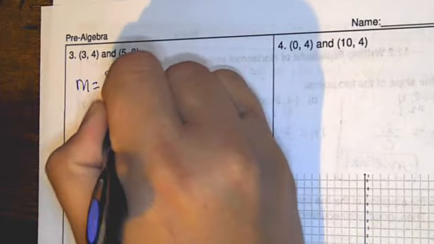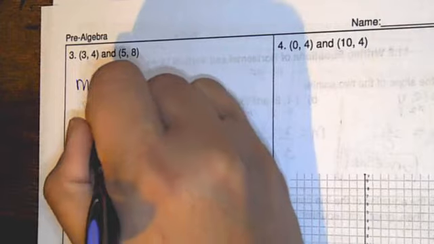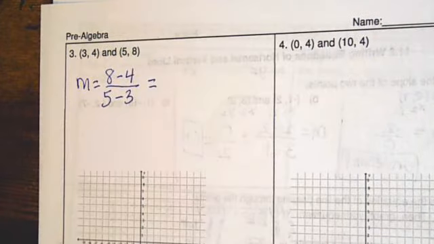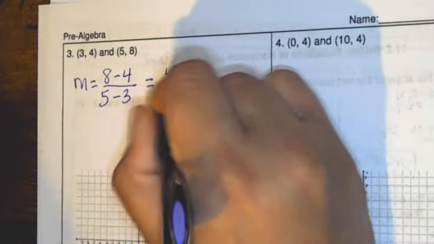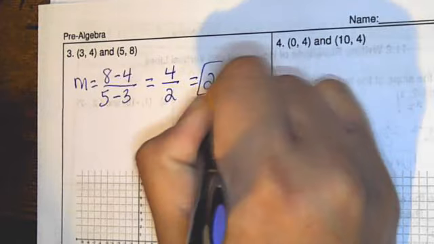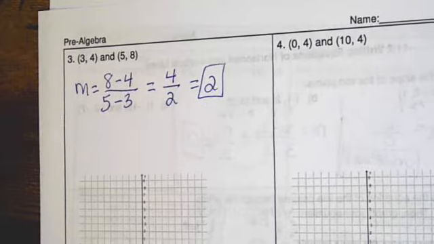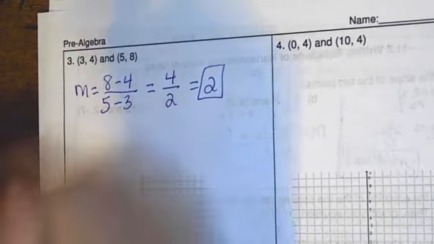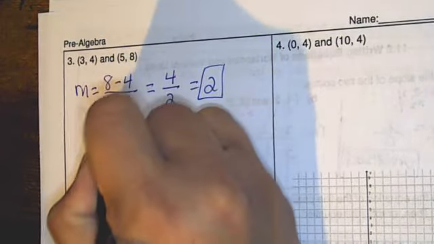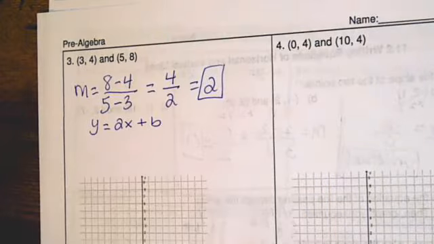But we'd start with the slope formula. 8 minus 4 divided by 5 minus 3. And that's going to be 4 over 2, which is 2. So slope is not 0. Slope is not undefined. It's not going to be a vertical or horizontal line. I need to write the equation of this line. Think y equals 2x plus b. Because 2 is the slope, I need to find my b.